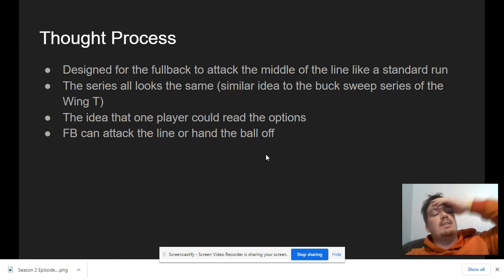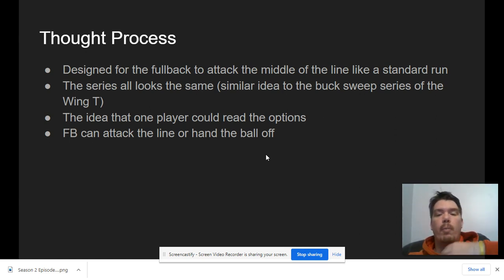Now, the thought process when you're going through the fullback. It's designed for the fullback to attack the middle, much like a standard run. The series all looks the same. Similar idea to the buck sweep, setting up everything off of the buck sweep, this buck lateral sets up everything off of it that looks like it. The idea that one player could read the different options, it's like a read option offense created back in the early 20th century. The fullback can attack the line or he can hand it off.